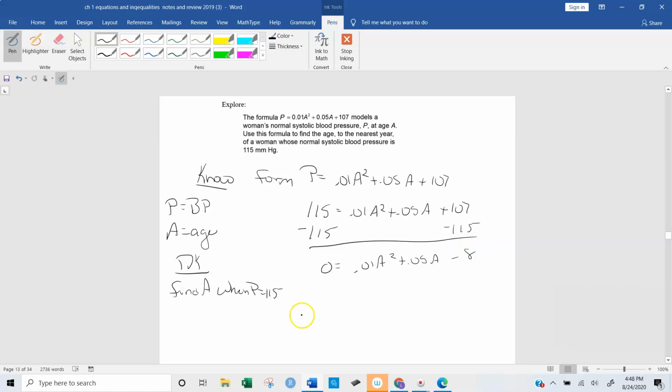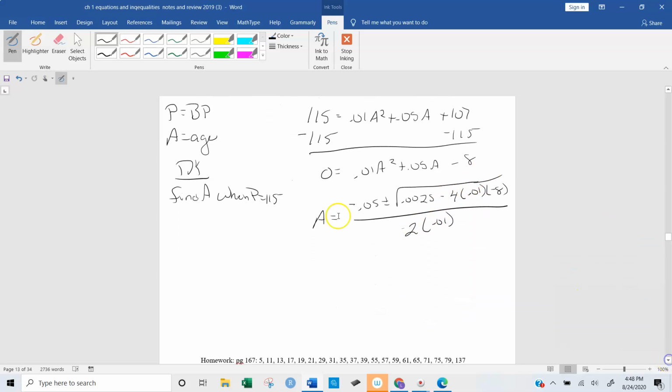All right, now I decided to use the quadratic formula. So instead of x equals, it's a equals, because that's my variable. A equals the opposite of b, plus or minus the square root of b squared. 0.05 squared would be 0.0025, minus 4ac. 4a is 0.01, c is negative 8. Don't forget that negative right there. All over 2a, and then 0.01 again. I'm just going to plug that into my calculator.